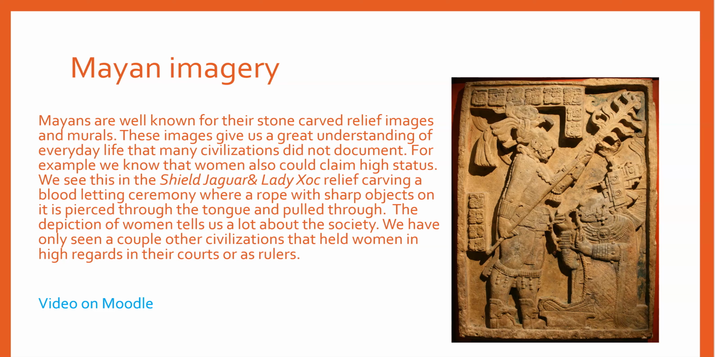And for example, in this one, this is one panel of a series, and there's a video on Moodle that I've linked for this. Lady Ox, as she's referred to, is a female leader for the Mayan people, and what you're seeing depicted is a bloodletting ceremony. Now, in Mayan culture, when you are a leader, you are expected to be able to commune with the gods, be able to talk with them.